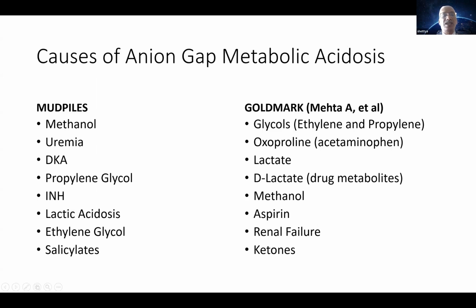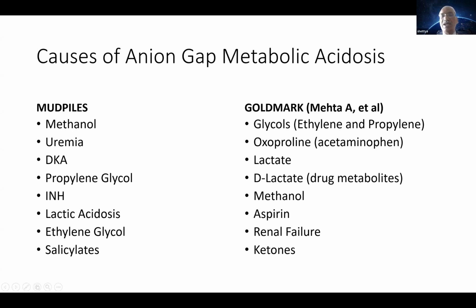Jumping to anion gap metabolic acidosis, because whenever you see metabolic acidosis, you want to check the anion gap. So if the anion gap is high, then these are the things. And if the anion gap is not high, then it is non-anion gap metabolic acidosis. So the old acronym used to be MUDPILES. M stands for methanol, U for uremia, D for DKA, P for propylene glycol, I for INH, L for lactic acidosis, E for ethylene glycol, and S for salicylate.